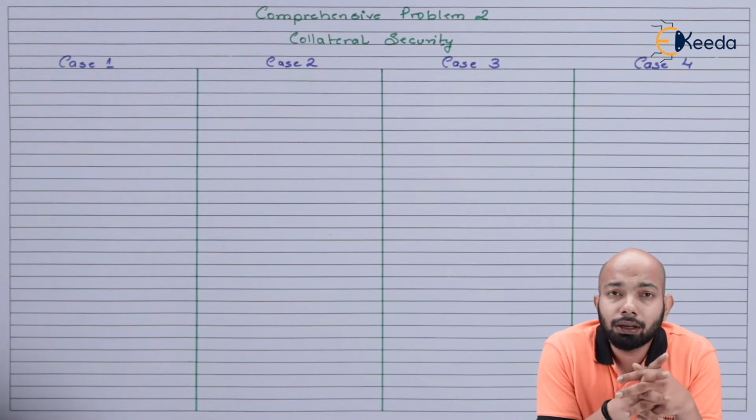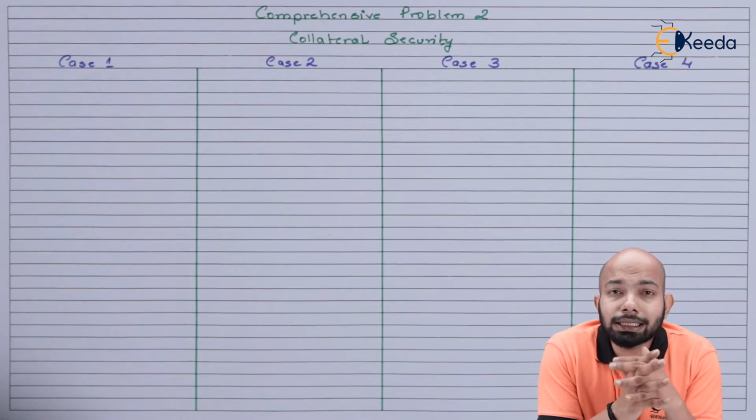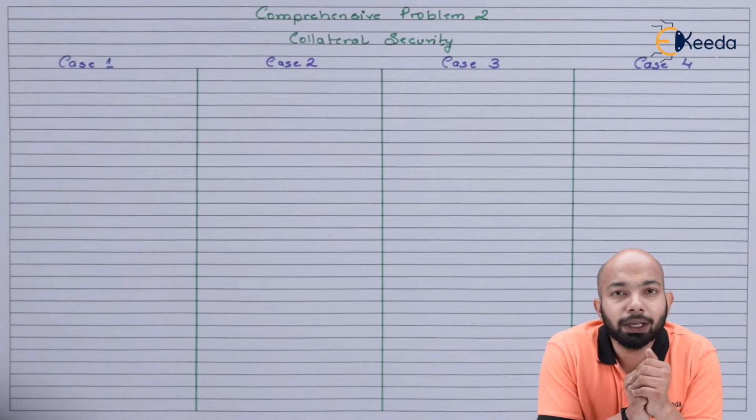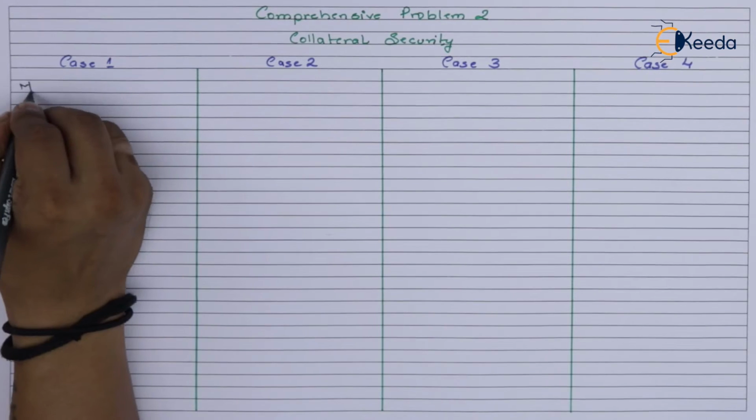Let's start with case one. In this illustration, we'll have 4 cases based on this. So we'll start with the case one explanation first. Let's jot it down.